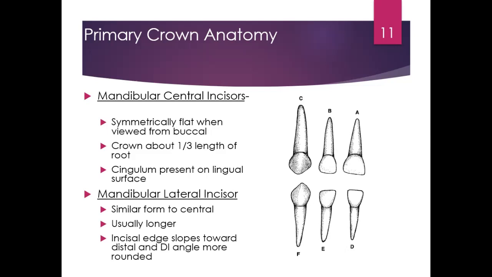With the mandibular lateral incisors, they're similar in form to the centrals. They are usually longer. Incisal edges slope toward the distal, and you need to make sure that you're well aware of that line angle, which is more rounded. So if there is any type of crown fracture, you're going along with the normal anatomy of that tooth and not trying to make it even, like a square.